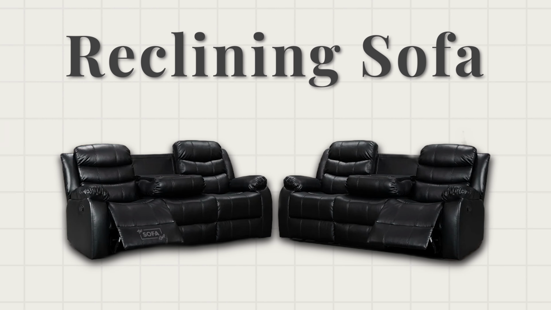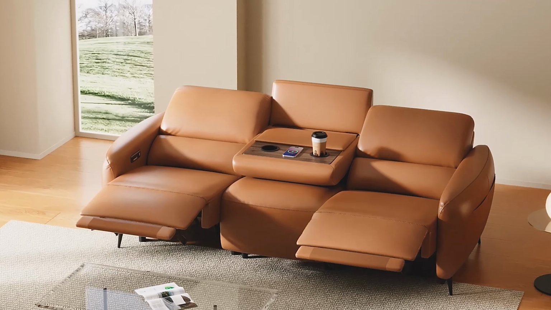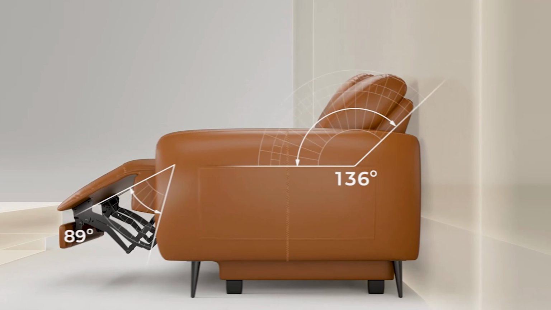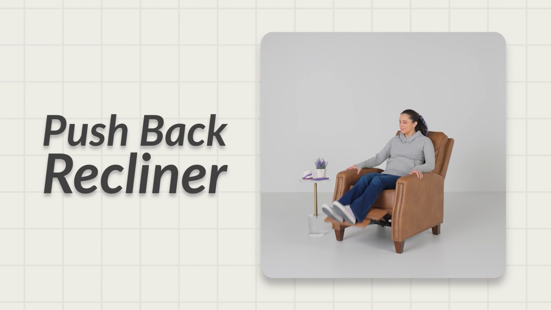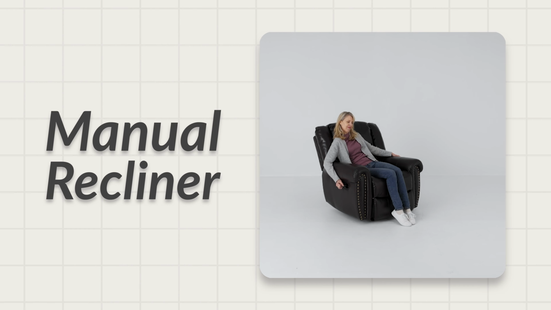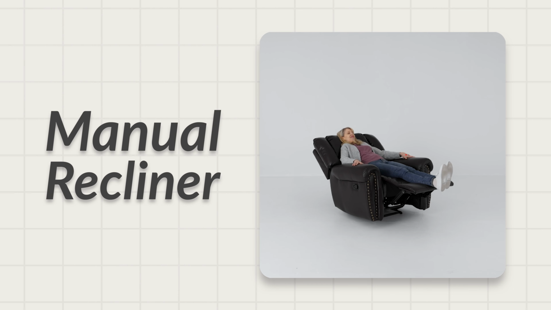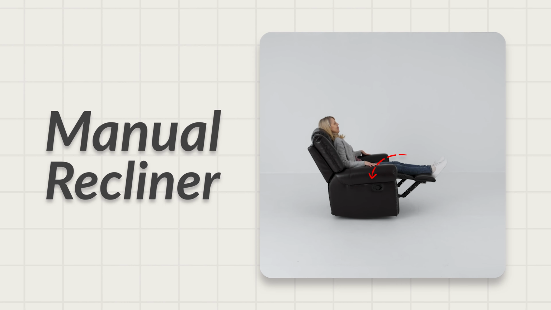Reclining sofa. As the name suggests, these sofas recline. These sofas have a reclining back and an extendable footrest, and they come in a few different types. The most basic is a pushback, and these recline when you quite literally push back into the seat. Manual recliners are pretty common. They come with a lever and it pops up the footrest and you recline back.